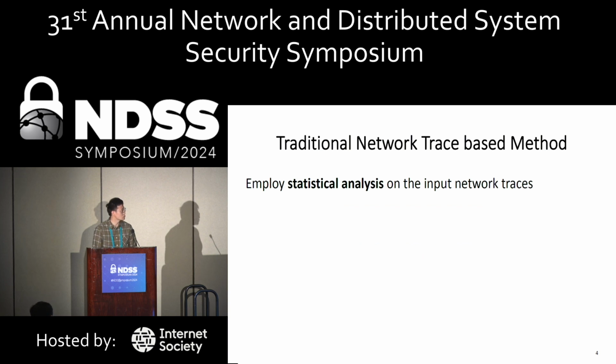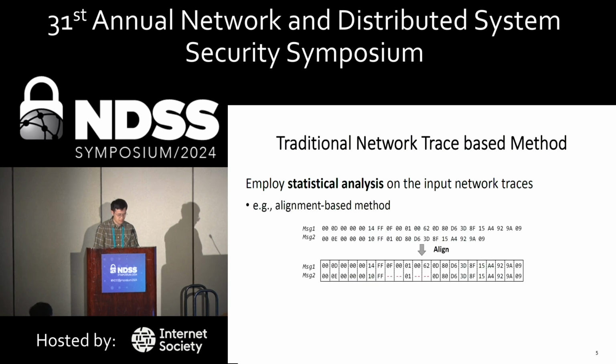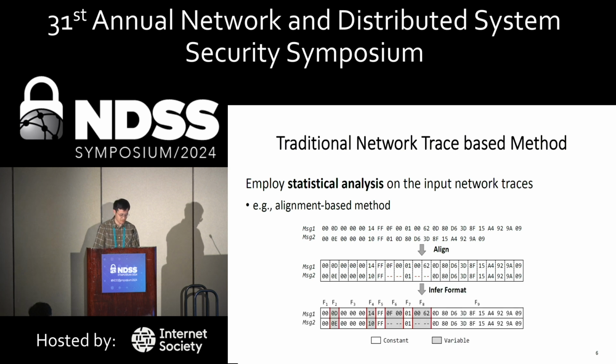So let's see how traditional network trace-based methods work. Those methods use statistical analysis of the input network traces. For example, alignment is a widely used approach to mining the format features presented by the messages in the traces. For the two messages above, the result after alignment is shown below. The method adds padding characters where necessary to align these two messages as closely as possible. It then merges the conserved bytes that are either identical or variable to obtain the inferred format. As shown in the figure, the inferred format consists of 9 fields.